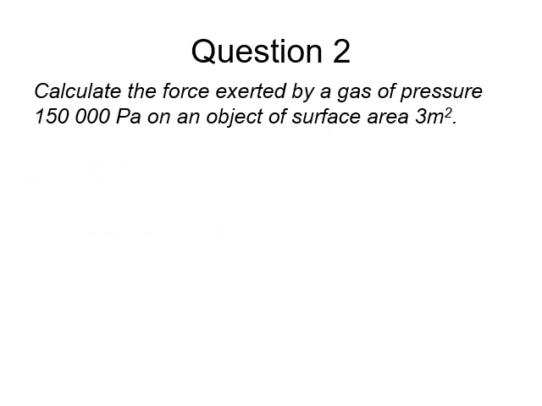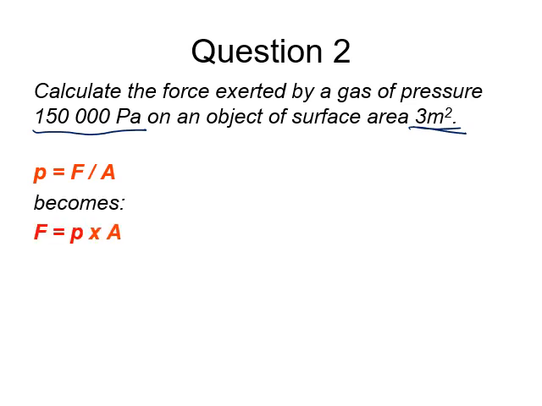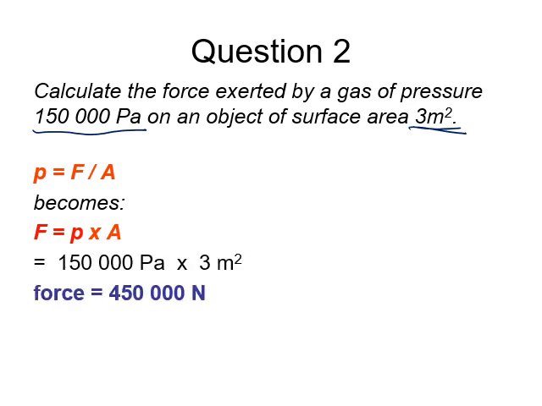Question 2. Calculate the force exerted by a gas of a pressure of 150,000 pascals on an object of a surface area of 3 meters squared. So again, pausing the video, see if you can work it out yourself and see if you get the correct answer by pressing play later. Okay, so again, breaking down the question, we're told the pressure is 150,000 pascals and the area of the surface is 3 meters squared. So pressure equals force divided by area. Again, we can rearrange the equation now, where force is going to be the pressure times the area. We plug in the numbers and you should get an answer of 450,000 newtons.